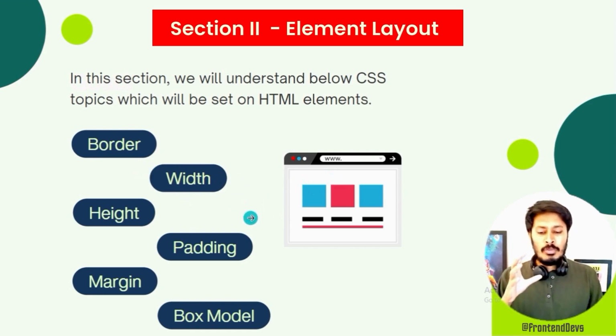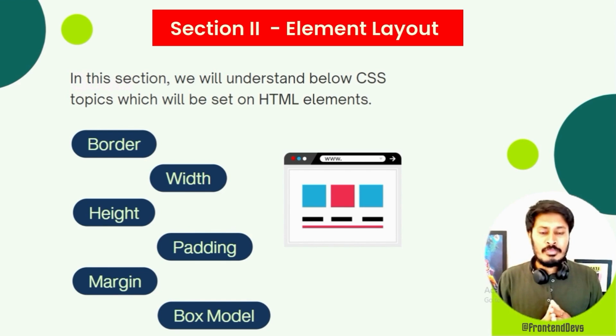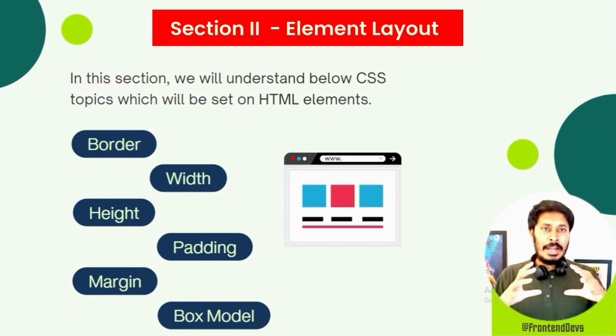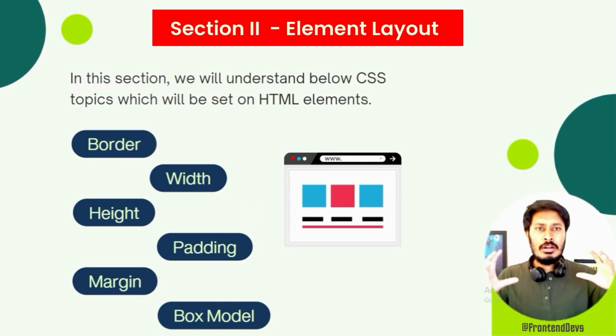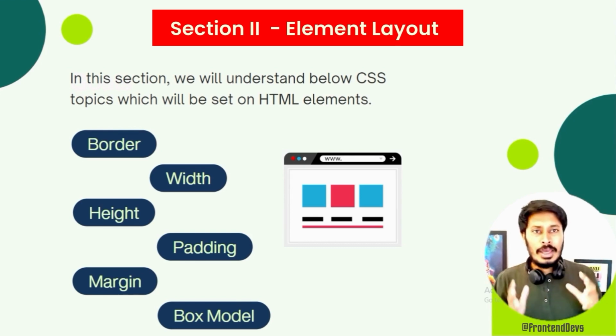After that, we have a couple of important properties, that is padding and margin, and those are used to add the space around your content and add the space around your border. And finally, we have a box model. It is formed considering your content, your padding, your border, and your margin. We will understand more around that with the help of example.